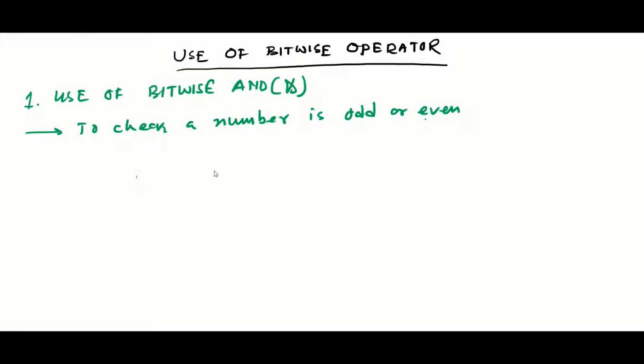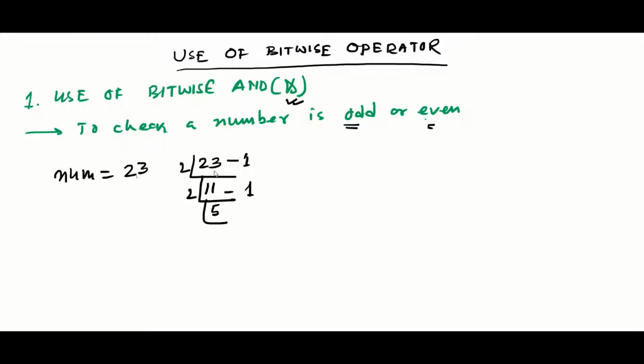Okay, so let's take an example. Suppose I have a number here, 23. We're going to use this operator to check whether this number is odd or even. See how it is possible. First of all, let's get the binary number of 23. Here I am calculating the binary number of 23. We all know how it can be converted to binary: just save the remainder and repeat the division operation till the quotient becomes 1.